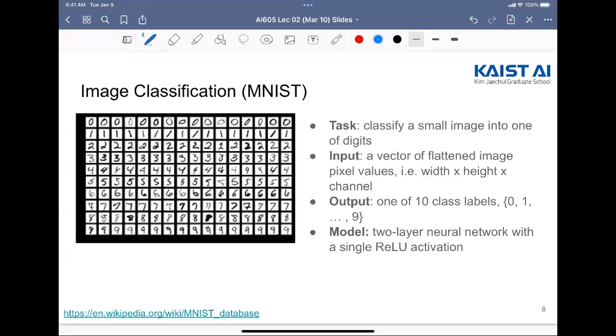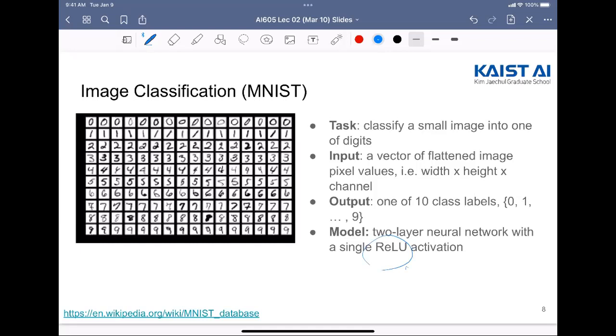And what kind of model can we use? We learned last lecture that we can use multilinear transformations with an activation in the middle to induce non-linearity. So a single, maybe two-layer neural network with a single activation might be able to achieve pretty good accuracy on this data set. In fact, it does. It's not too bad. We use ReLU here.